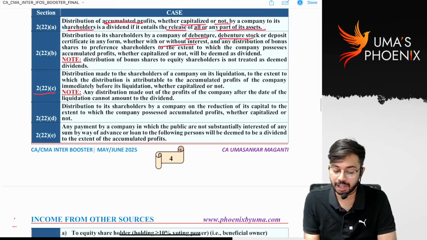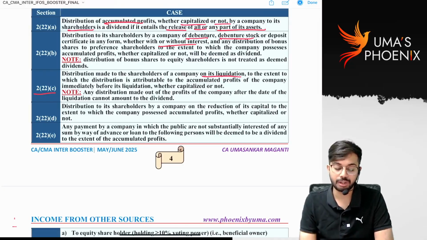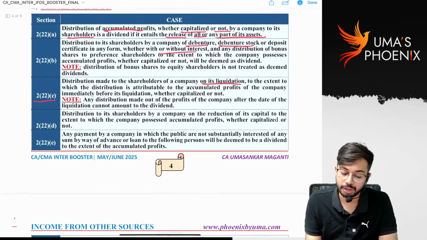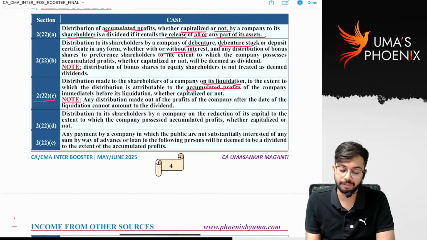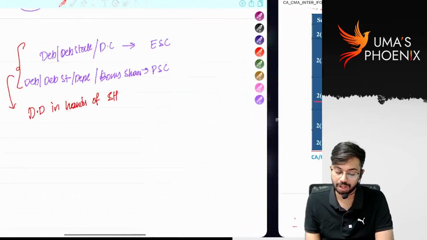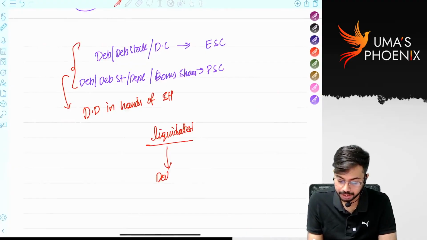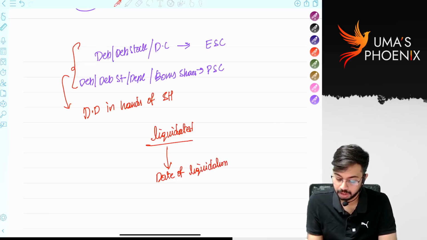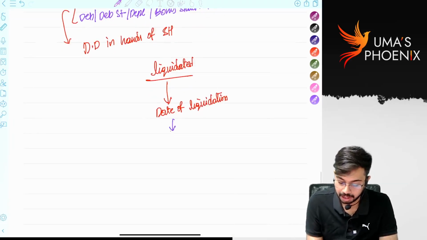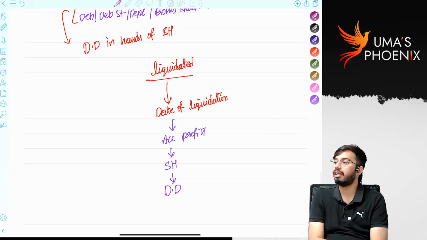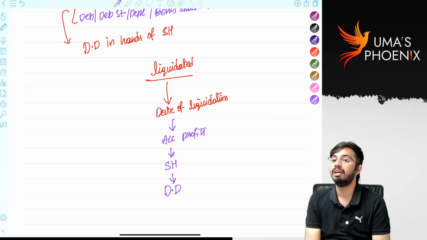Distribution made to shareholders of a company on its liquidation, to the extent to which distribution is attributable to accumulated profits of the company immediately before its liquidation, whether capitalized or not. What do you mean by this? The company got liquidated. On the date of liquidation, whatever the accumulated profits are, if those accumulated profits are given to shareholders, that is considered as deemed dividend in the hands of shareholders. Is it clear? Listen carefully.